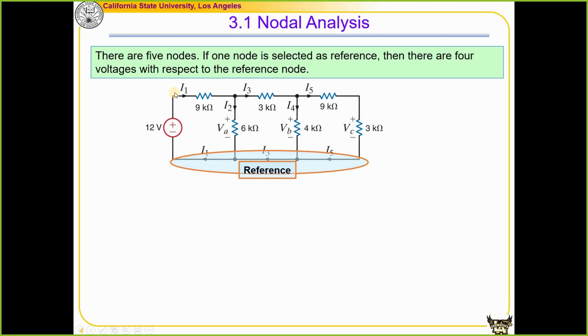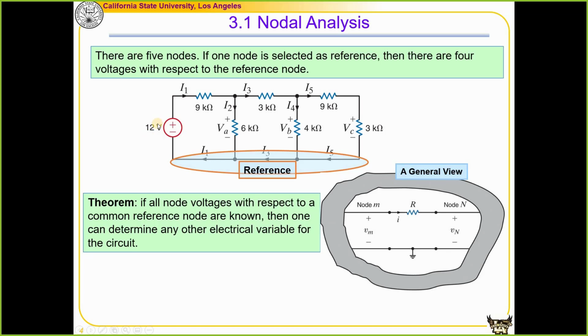We already know that the voltage difference between this node and the reference is given as 12 volts. So we know that this node has a nodal voltage of 12 volts. Because VA is defined as the voltage between these 2 nodes, if we pick this node as reference, this node will have a nodal voltage of VA. Similarly, this node has nodal voltage of VB, and this node has a nodal voltage of VC. There's a theorem that guarantees that if we know all these nodal voltages, we will be able to find everything in the circuit. We will demonstrate that by looking at this example.